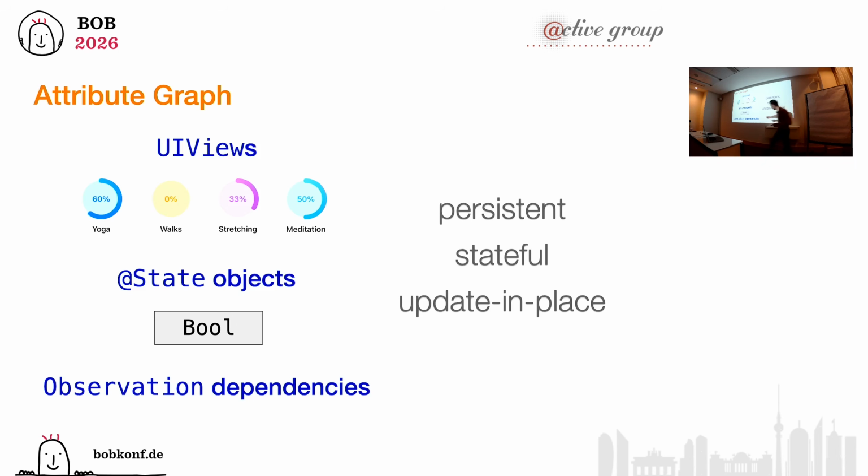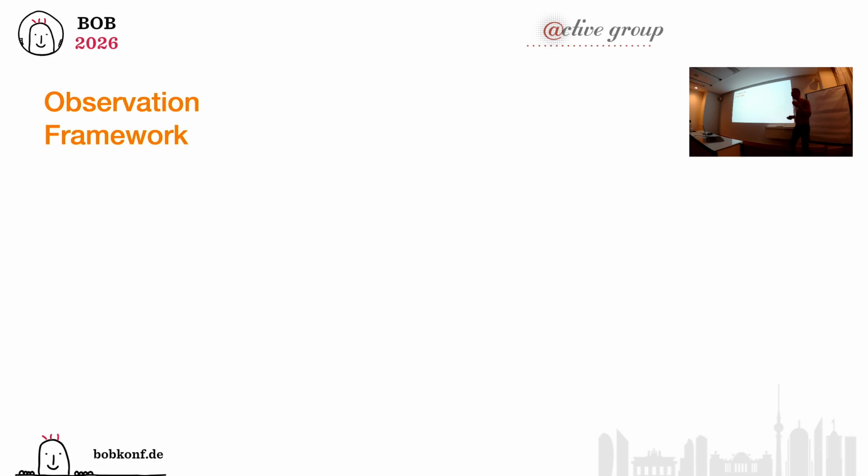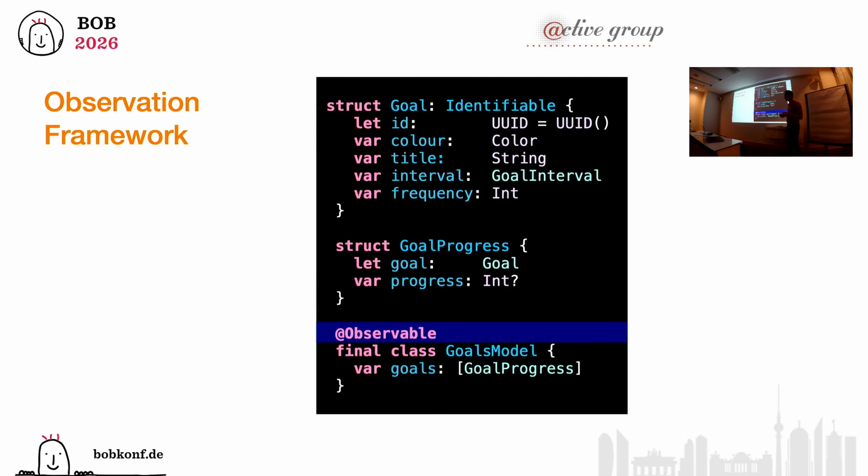So what remains is, what's this observation stuff about? Well, the observation framework is something which I kind of left off in the initial slide when we had the model. There was one declaration missing, not to describe the actual data, but for SwiftUI.